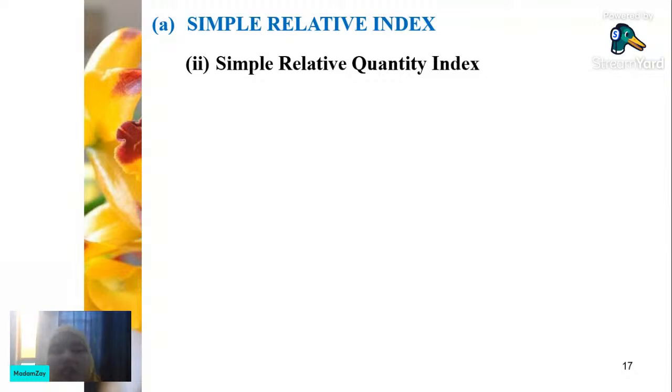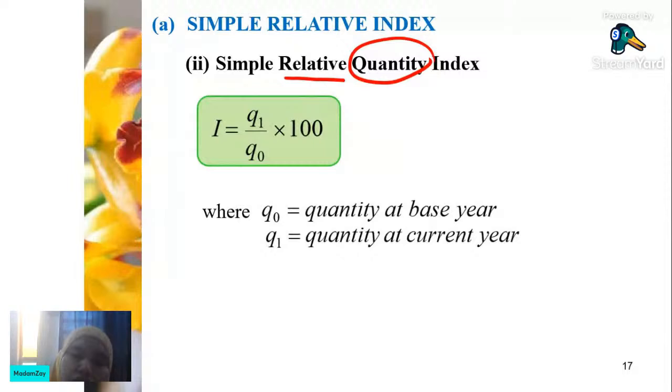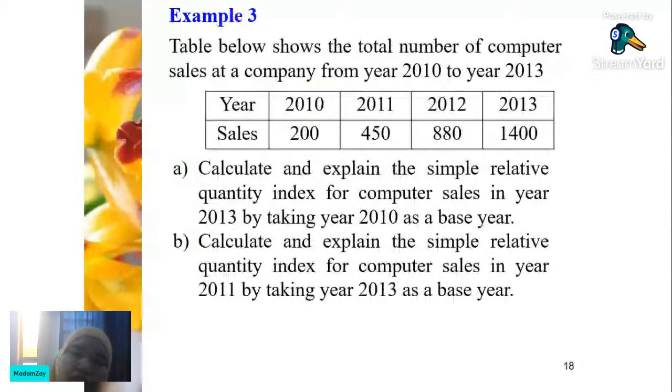Okay, so for the simple relative quantity index, it's still the relative one. So we represent it as Q1 over Q0. Why Q? Because it's quantity. Earlier it was price, so we represented it as P. Now it's quantity, so we represent it as Q. So I is equal to Q1 over Q0 multiplied by 100. So it's just the same, but with a different symbol Q. Now Q0 is quantity at base year, Q1 is quantity at current year.